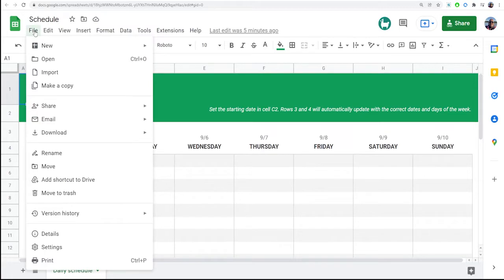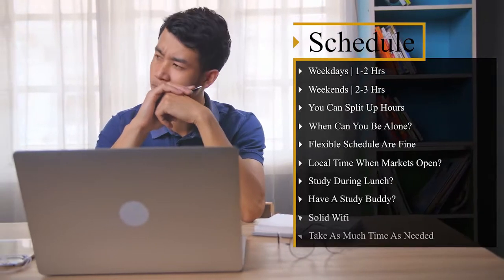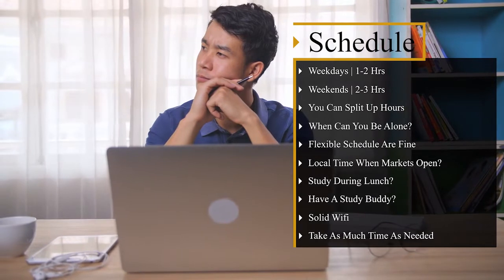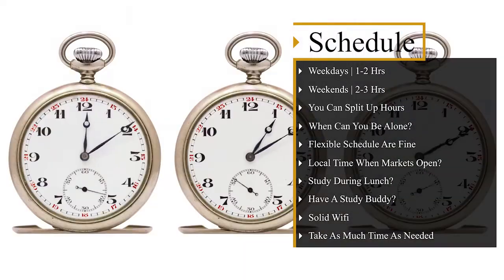Now I really want you guys to think about how much time you can dedicate to learning how to invest. You should aim for at least 1 or 2 hours a day on the weekdays and at least 3 hours each day on the weekends. But you can always add or subtract time based on your own needs.